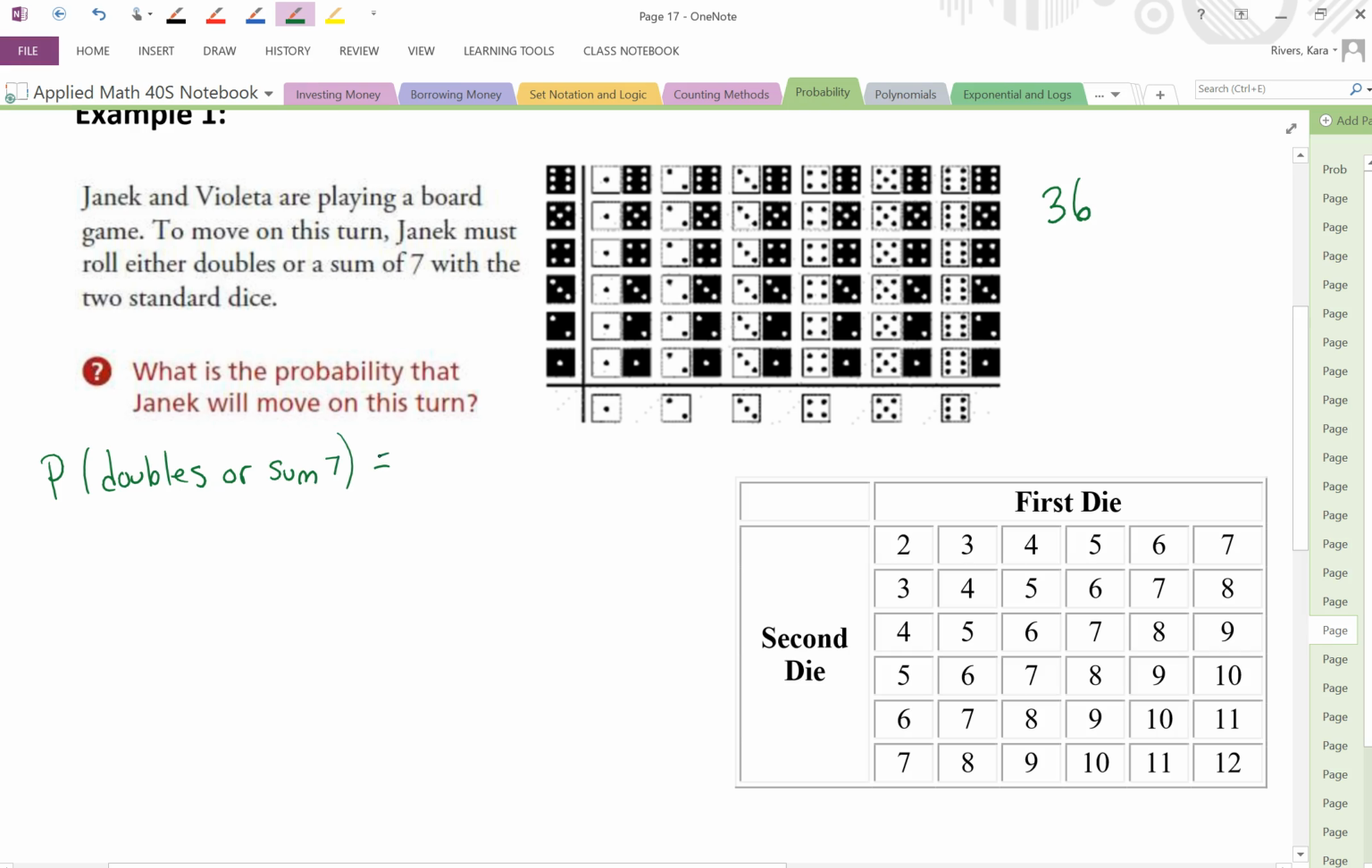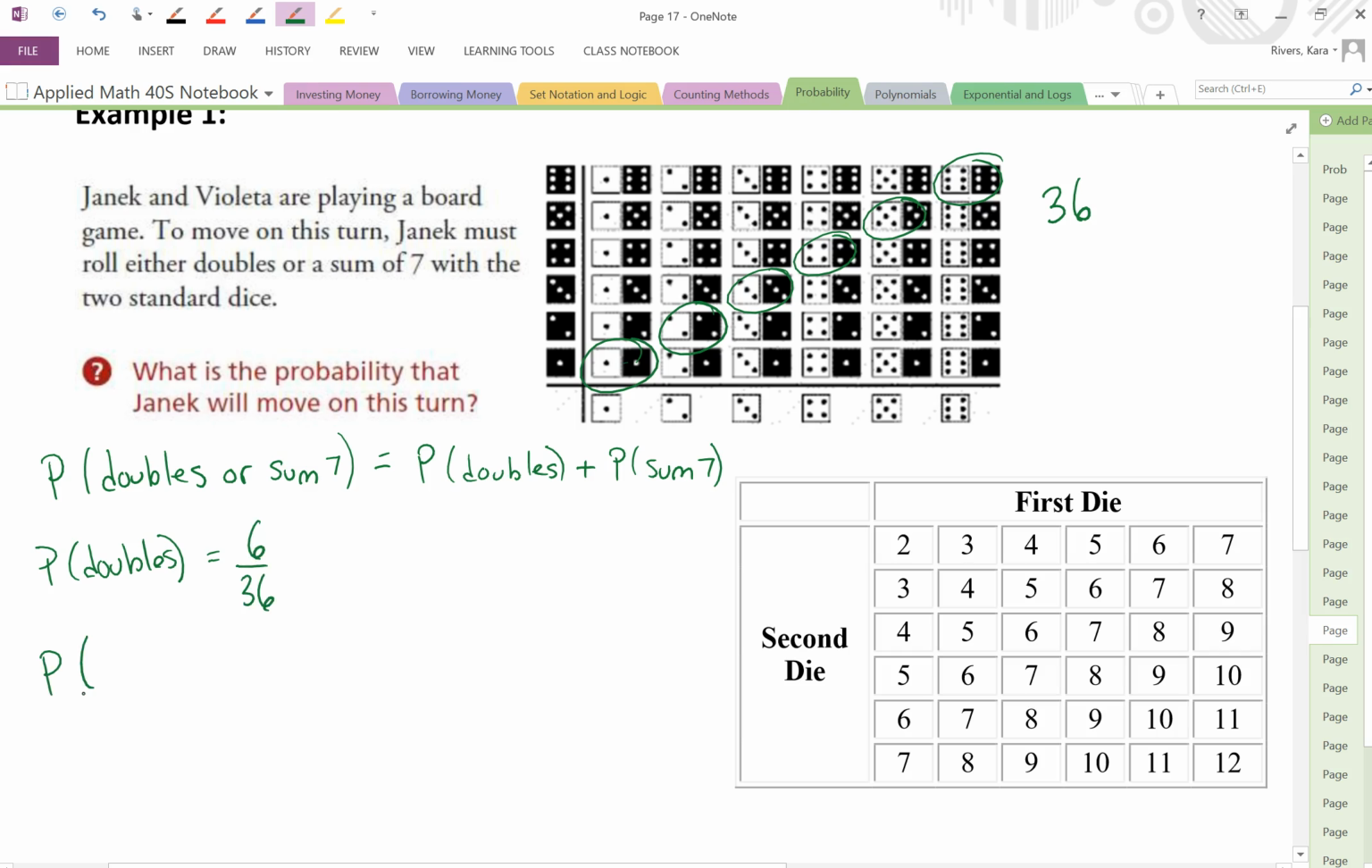Well, that would mean we would have to figure out the probability of doubles and add that to the probability of getting a sum of 7. Well, we can do that for sure. So looking at our chart here, doubles would be all the way down here: 1-1, 2-2, 3-3, 4-4, 5-5, 6-6. So I've got 6 of those. So the probability of getting doubles would be 6 out of 36.